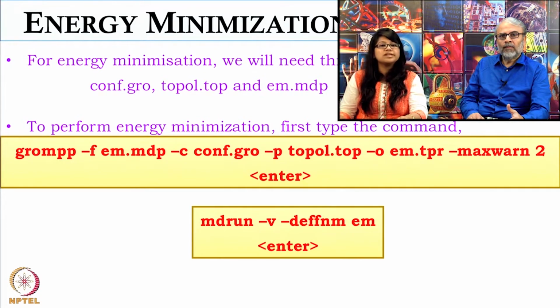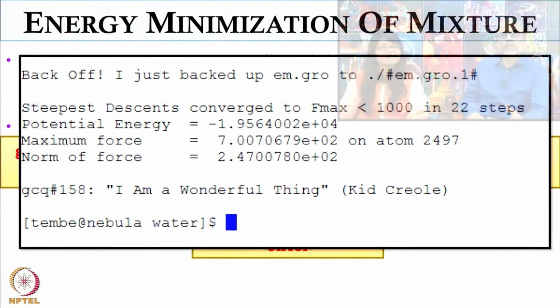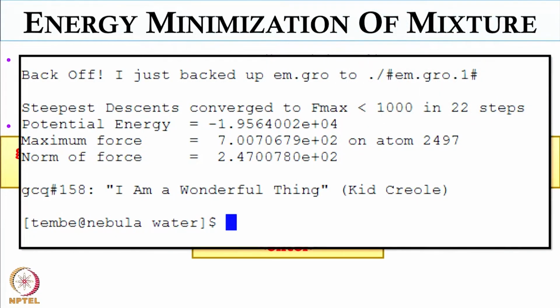After the energy minimization, we'll have something like this displayed on screen, where we see the potential energy is negative, and the maximum force and norm of force are reported. This time also it has taken 22 steps. Last time it was also 22. It depends on the system. The total number of molecules here is 862, and in the case of water we had taken 899, so it's very close. If you have a large system, suppose 4000 molecules, then it may take a longer time or more steps.